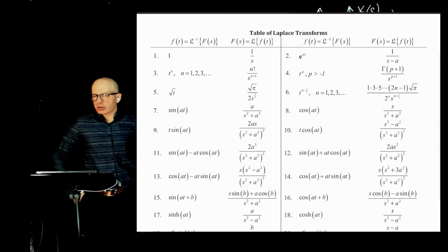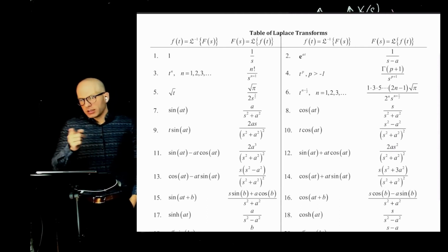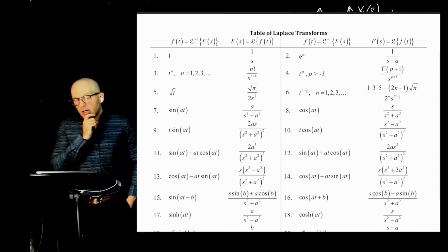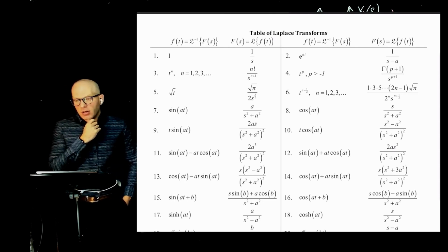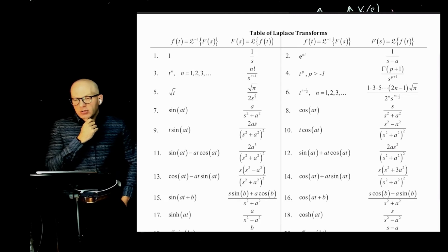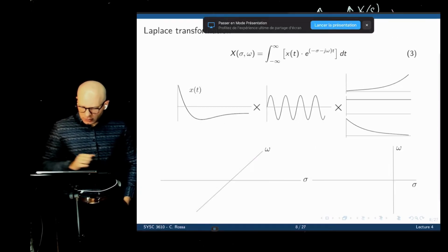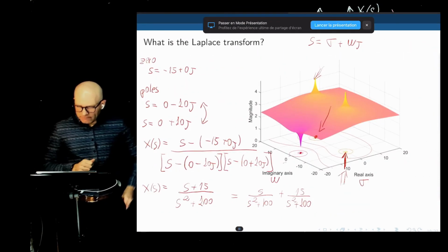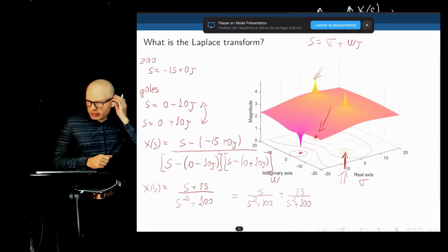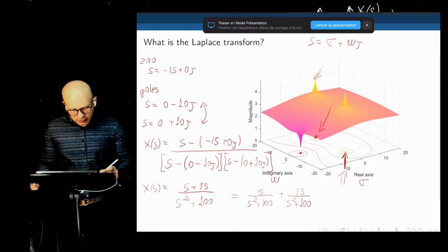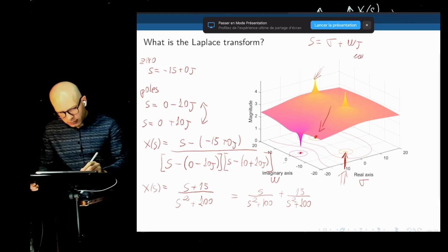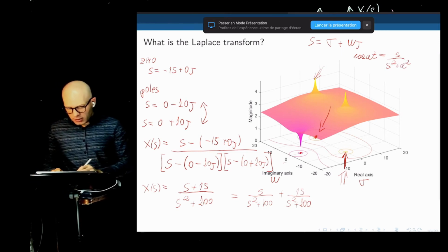All right, so let's further look at this table. We have, for example, two important ones, sine and cosine. Sine of AT gives A divided by S squared plus A squared. Cosine gives S divided by S squared plus A squared. It's all done for us. Now let's go back to the lecture example. The equation we created here is given there. We know that the Laplace of cosine AT is S divided by S squared plus A squared. So what is the inverse Laplace of this?